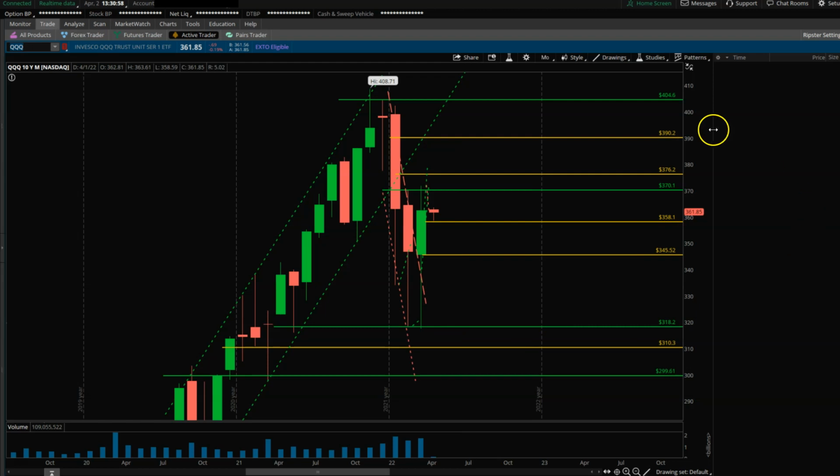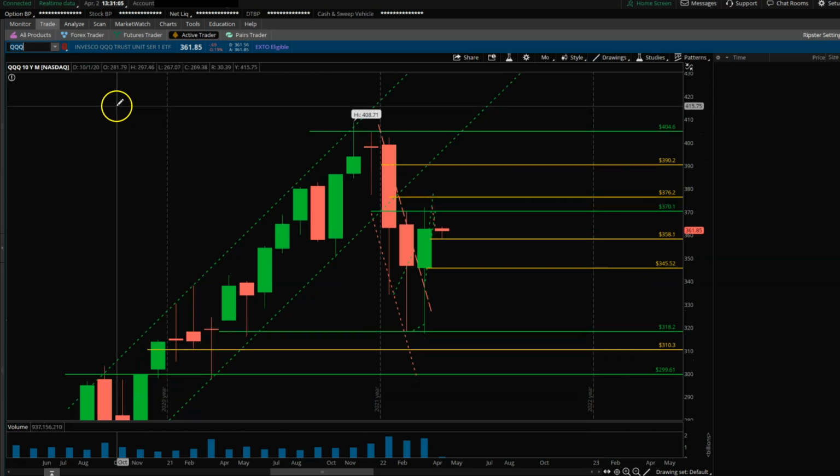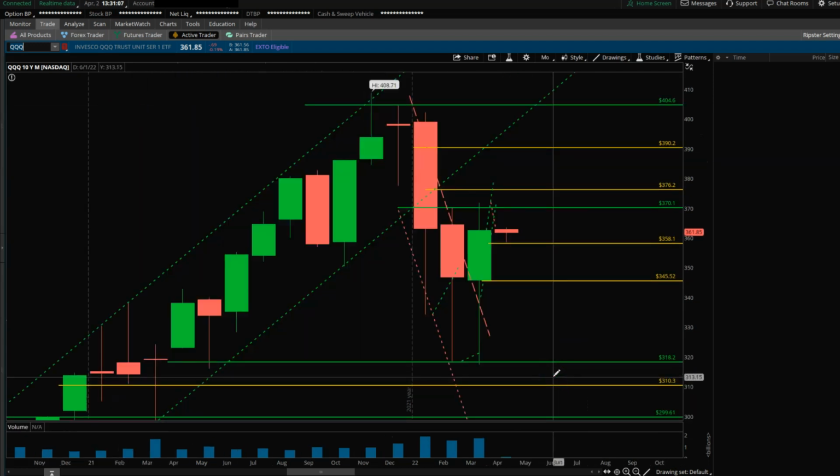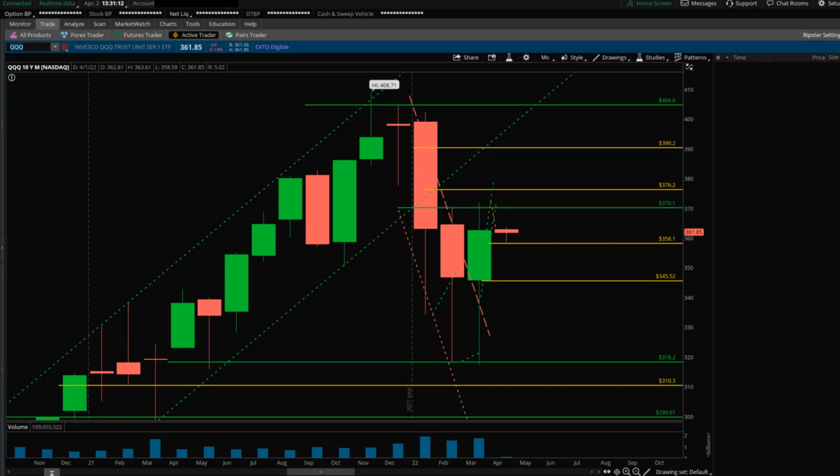Let's go through our weekly chart analysis. What you are looking at is a monthly view of QQQ, right? We had a monthly bar close just this past couple of days, the month of March. It looks pretty nice, right?